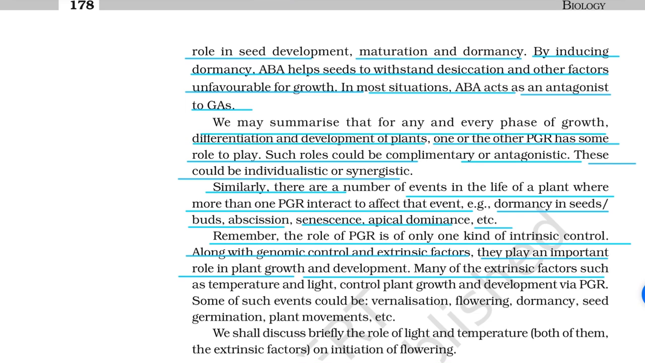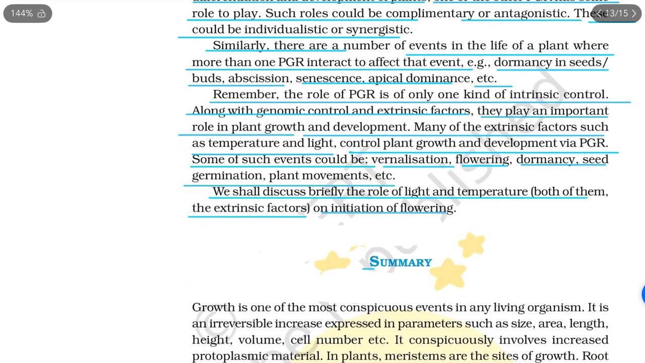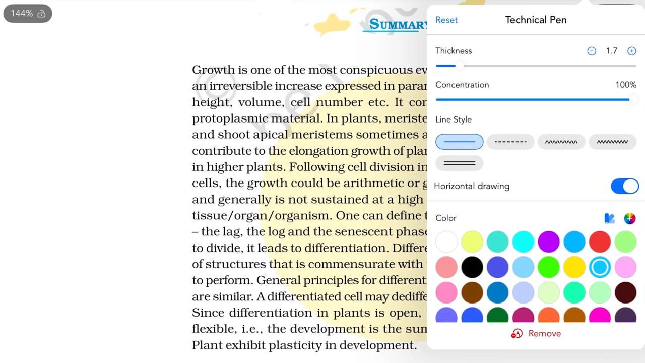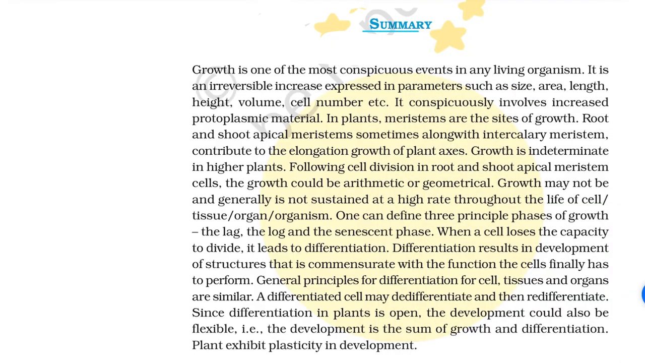Many of the extrinsic factors such as temperature and light control plant growth and development via PGR. Some of such events could be vernalization, flowering, dormancy, seed germination, plant movements, etc. We shall discuss briefly the role of light and temperature, both of them extrinsic factors, on initiation of flowering. Next is summary, and the chapter is almost finished. So let us study the last topic, the summary of the chapter.